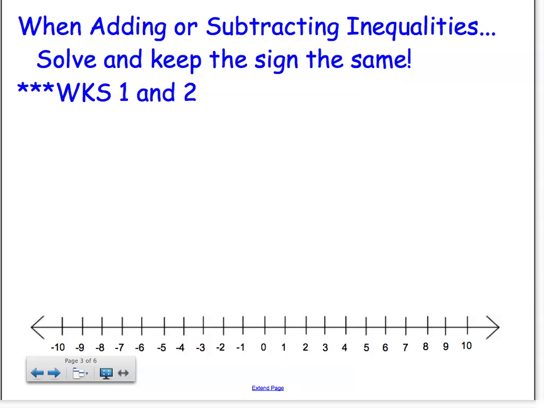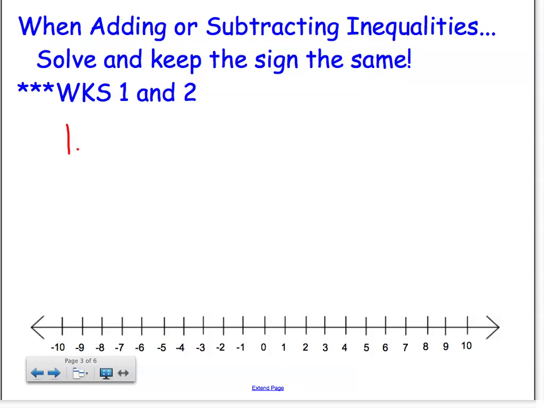All right, now you need this yellow worksheet to take out. When we're solving inequalities by adding or subtracting, we just solve and keep the same sign. It's just like when we solve equations, except we are going to keep that sign that we have. So we're going to do 1 and 2 on the worksheet. So you need to pull that out and do it with me, okay?